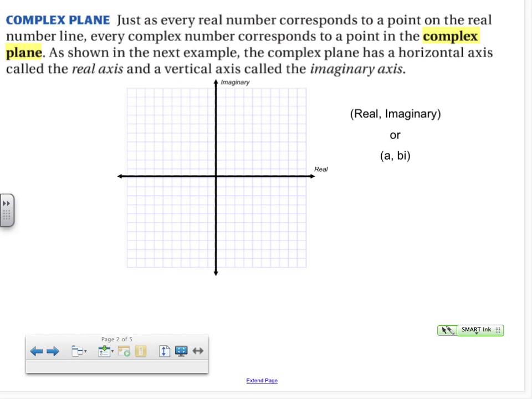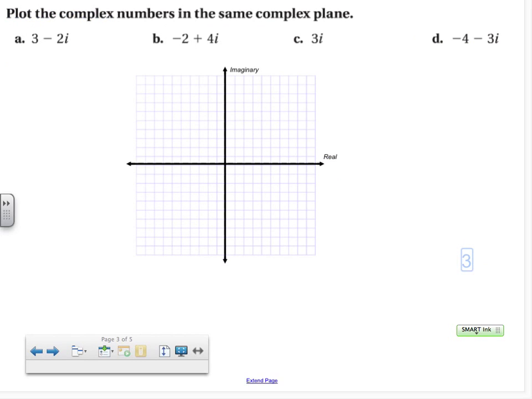Now this should look pretty familiar to you. It looks a lot like the xy axis. And that's because it is a lot like the xy axis. The only difference, instead of calling it the x-axis and the y-axis, we have the real axis and the imaginary axis. And so as we have an imaginary number, we're going to graph the components, right? The real component we'll plot on the real axis, and the imaginary component will plot on the imaginary axis. So let's take a look at what we mean by this.